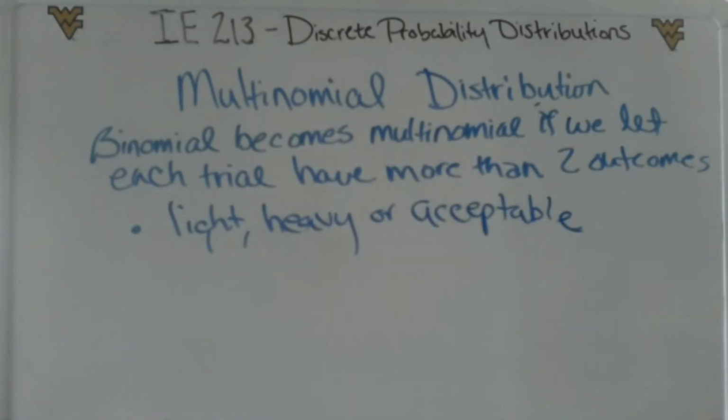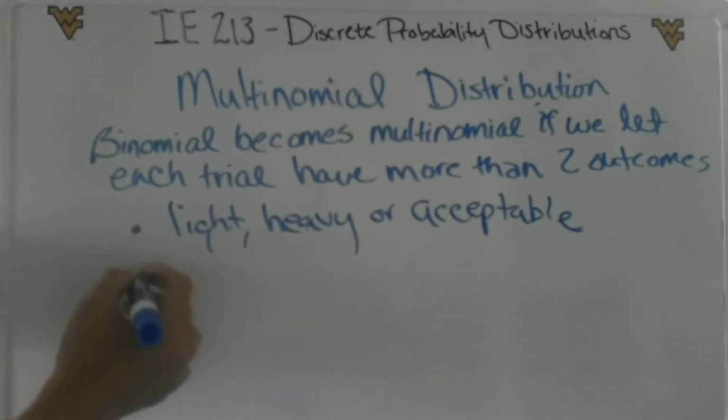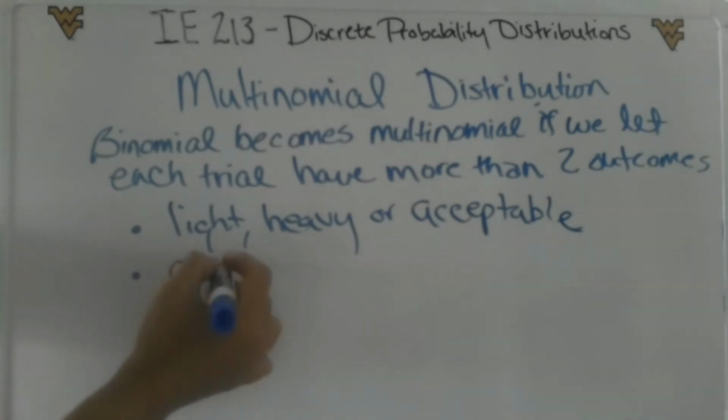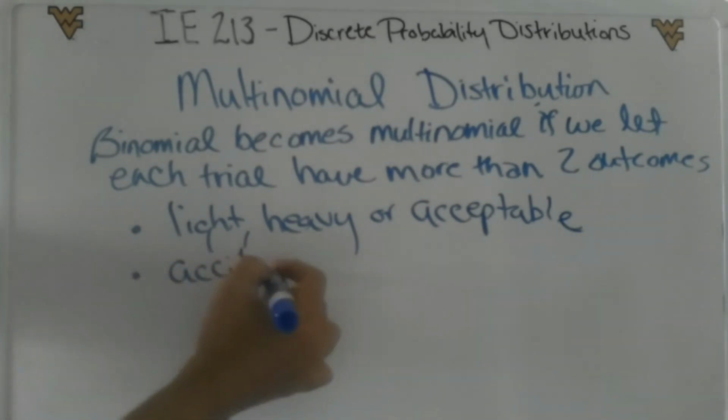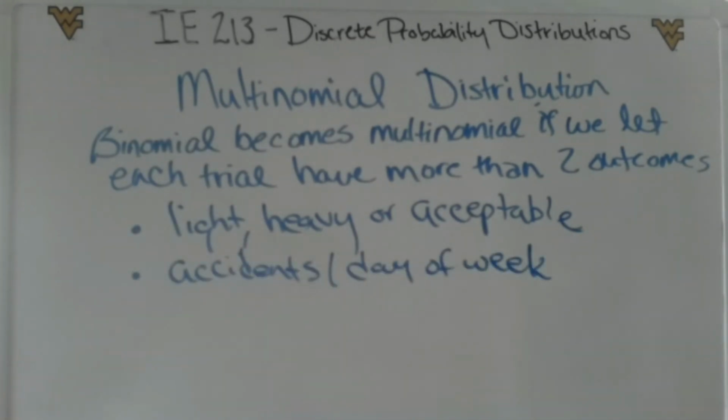Another example is the recording of accidents at a certain intersection according to the day of the week, so accidents per day of the week. And drawing a card from a deck with replacement, if the four suits are the outcomes of interest.